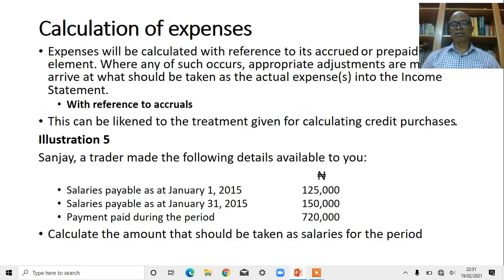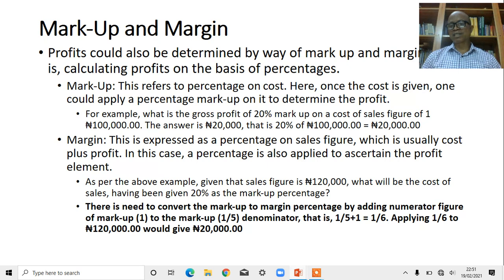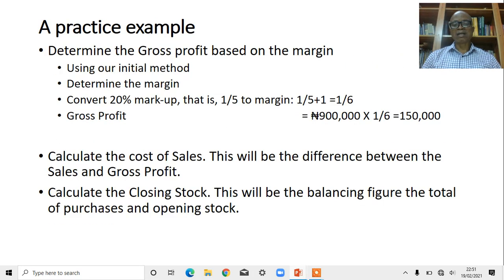Of course, we looked at drawings, and we also looked at expenses, whether they come with accruals or prepayments. Then we looked at how to determine profit using markup and margin, as a percentage given to us in any question you are asked to answer. So that's what we did, and we looked at other examples that help us ascertain how to calculate margin, and profit via margin and markup.